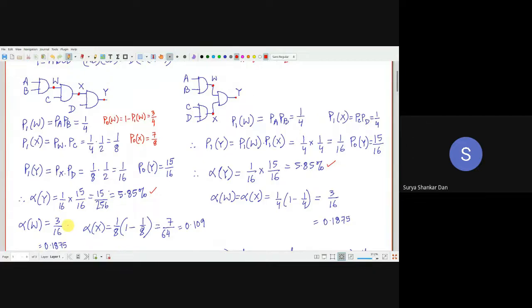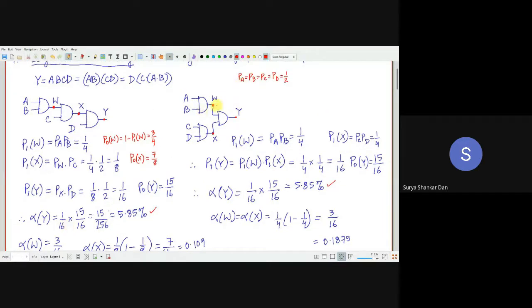Perfect, right? In the same way, we calculate it here. P1W is 1 by 4. So what is the P0W? 3 by 4. Similarly, P0X is equal to 3 by 4. Okay? So what do we get for alpha W and alpha X? The switching activities at these two nodes will be 1 by 4 into 3 by 4, as you can understand.